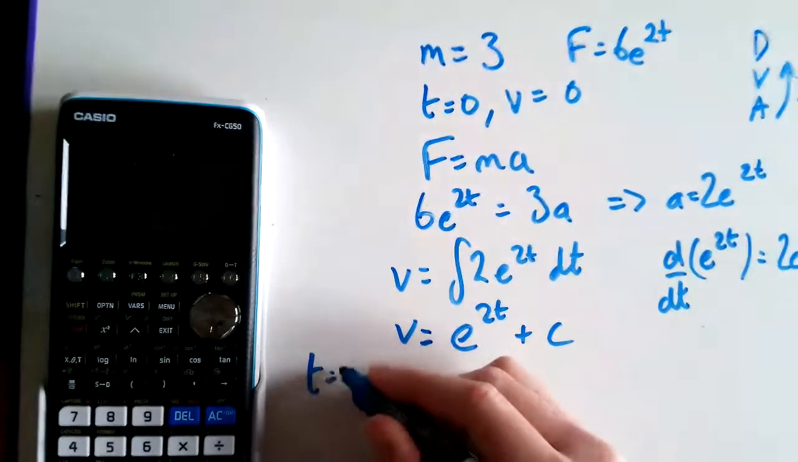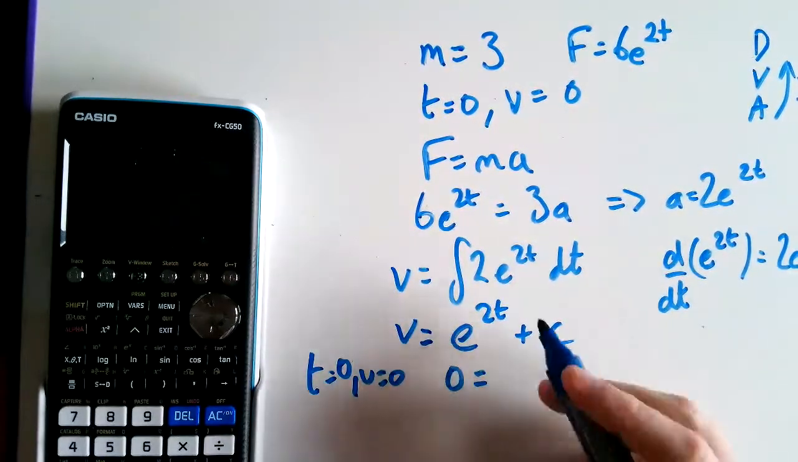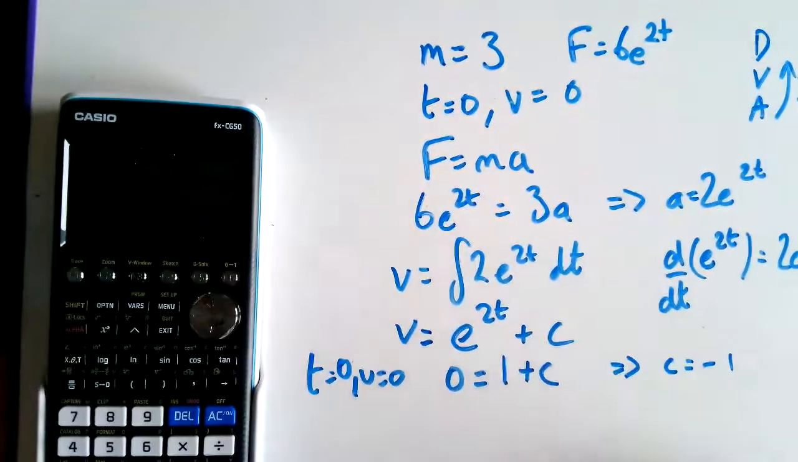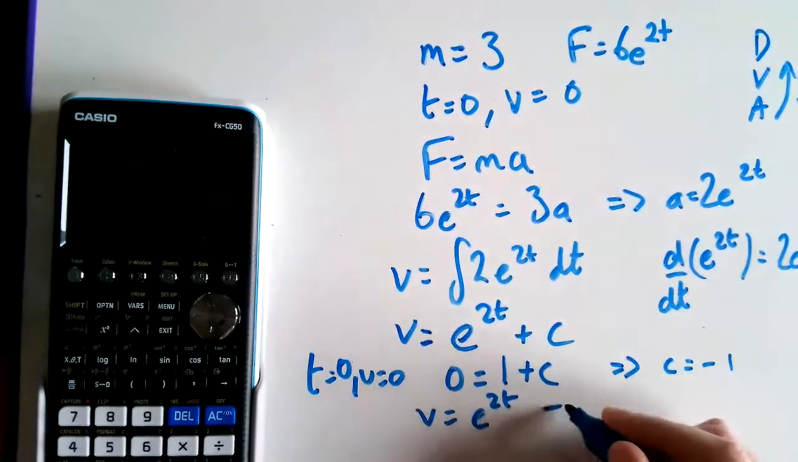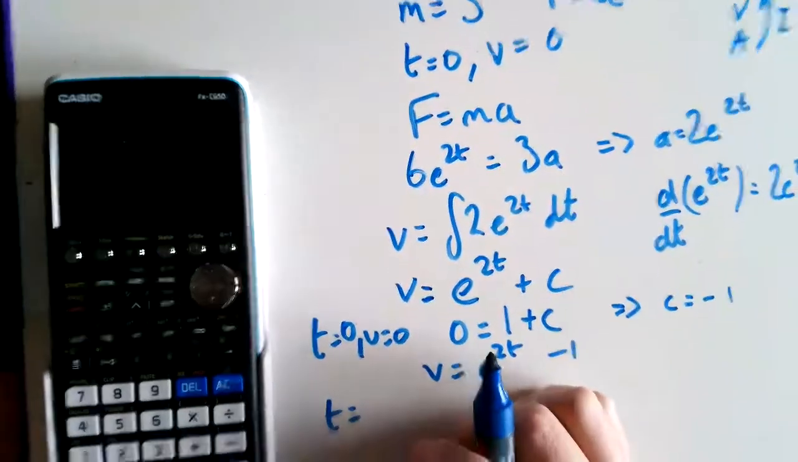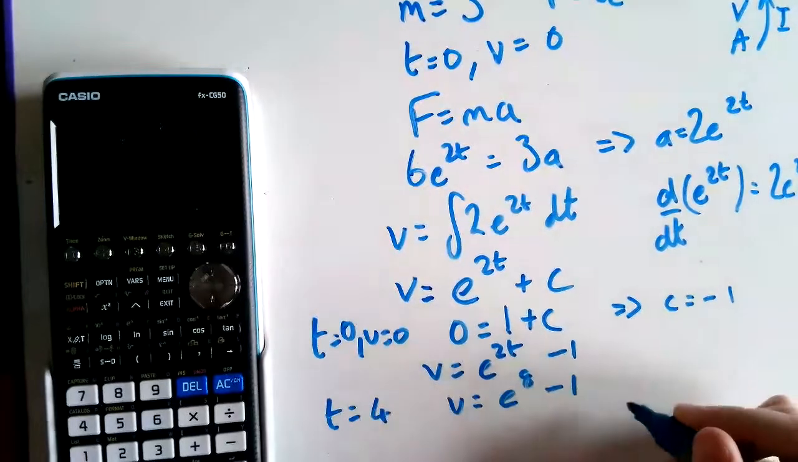So sub in t is 0, v is 0. So 0 equals e to the power 0, which is 1, so 1 plus c. Therefore, c is minus 1. So v equals e^2t minus 1. Sub in t, it was 4 seconds, yeah. So v is e to the power 8 minus 1.